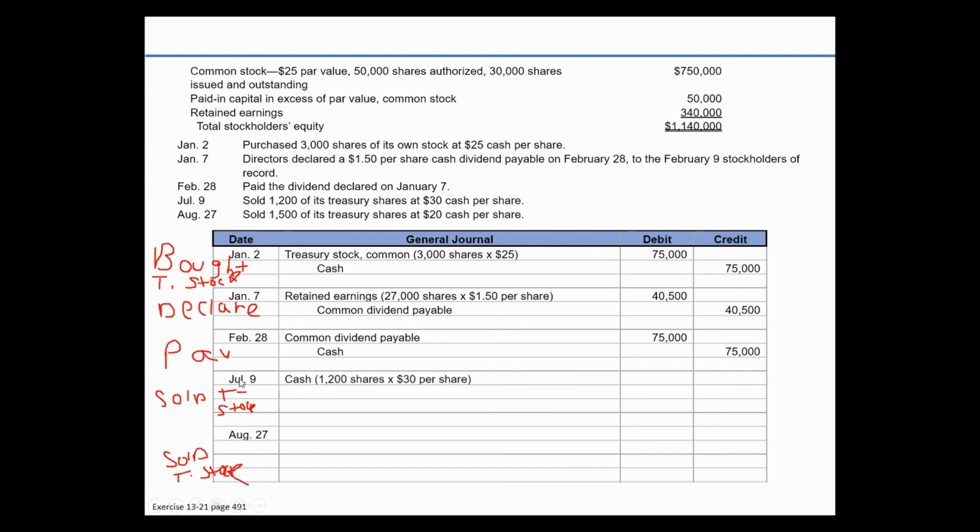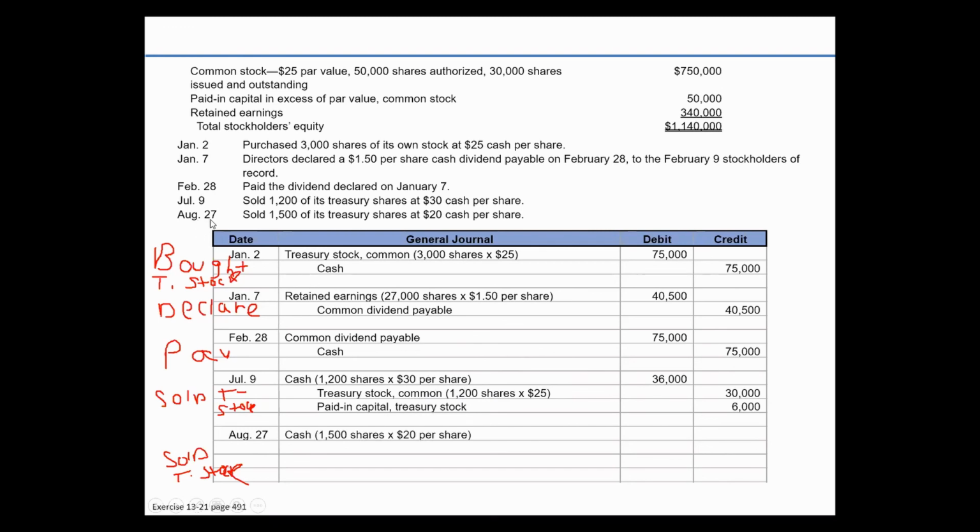On July the 9th, we sold 1,200 shares of treasury stock for $30 per share in cash. So we would have cash in the amount of 36,000 debit, which is 1,200 shares multiplied by $30 a share. They would credit treasury stock for the amount that we originally paid, so 1,200 shares by 25 is 30,000, and then the paid in capital treasury stock credit of 6,000.